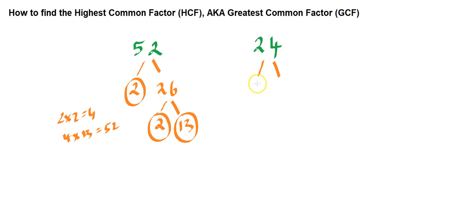So that's complete, and that is correct. 24 can be done by, let's say, 3 times 8. 3 is a prime number. 8 is 2 times 4, right? So 2 is a prime number. 4 is 2 times 2. So those are all prime numbers.